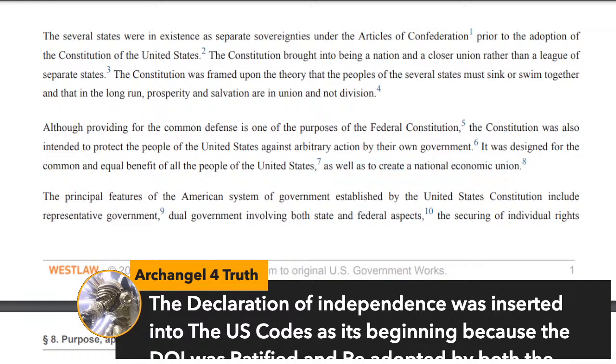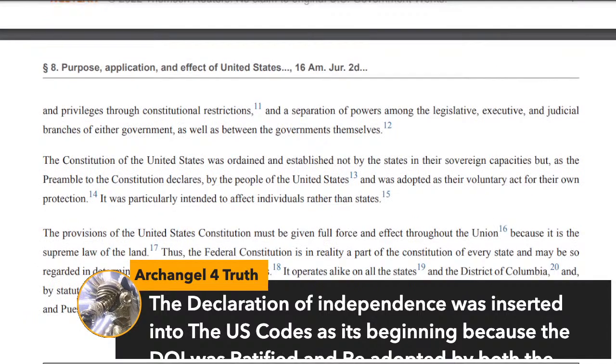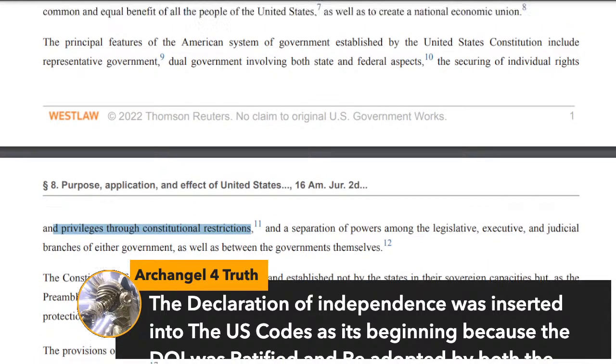Let's continue here. The principal features of the American system of government established by the United States Constitution include representative government, dual government involving both state and federal aspects, the securing of individual rights and privileges through constitutional restrictions. So let's look at this a little bit too. Let's start to enumerate this here.